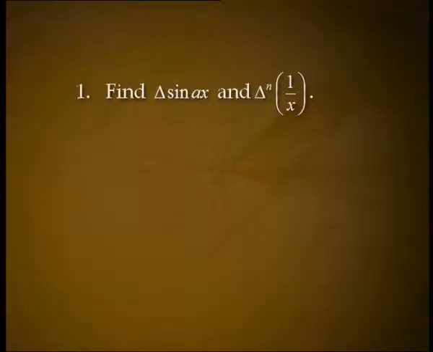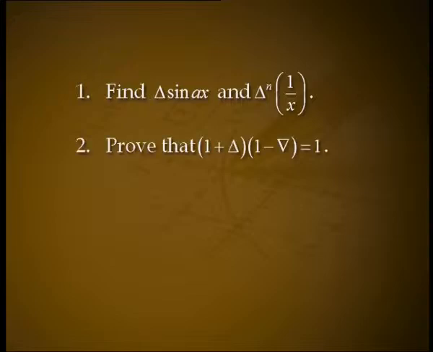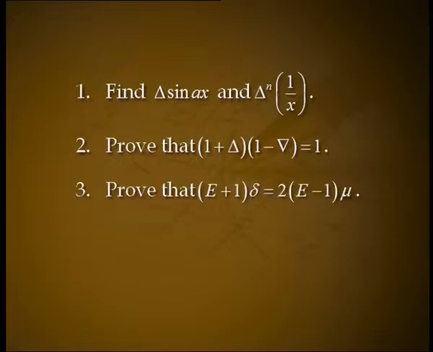Before concluding the session, try to answer the following questions. Question number 1. Find delta sin Ax and delta raised to n of 1 by x. Number 2. Prove that (1 plus delta) into (1 minus del) equal to 1. 3. Prove that (E plus 1) into delta equal to 2 into (E minus 1) into mu. 4. Prove that mu plus delta by 2 equal to E raised to 1 by 2.